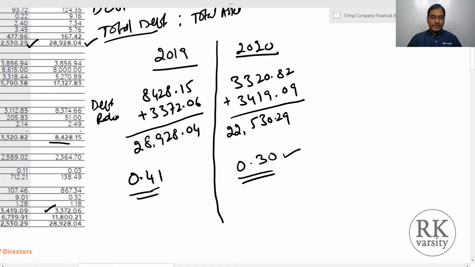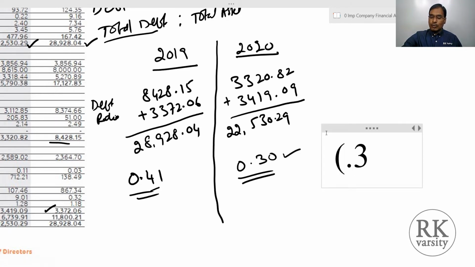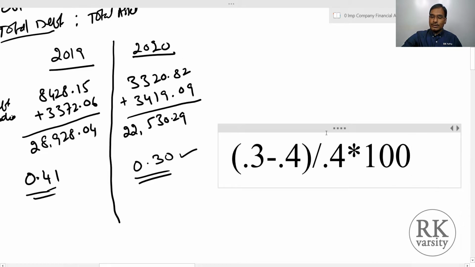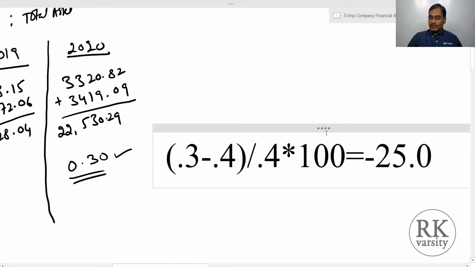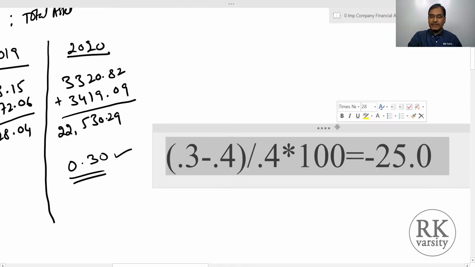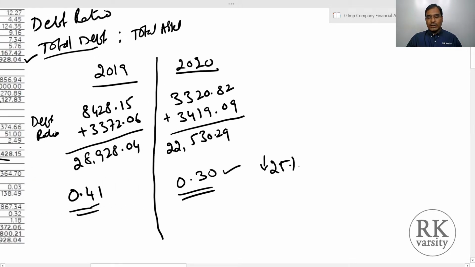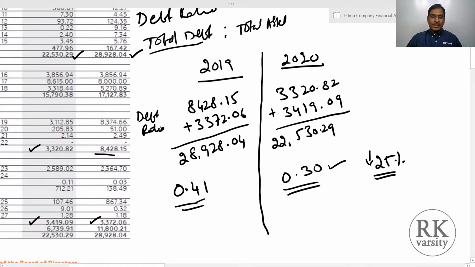Now 40% debt, or 0.4, and 0.3, you can see that there is a decrease. Just calculate this: current value 0.3 minus 0.4, the previous value, upon 0.4, into 100. So 25%. There is a 25% decrease in the debt ratio of this company. This 25% decrease in the debt ratio indicates that the company was able to repay its debt.